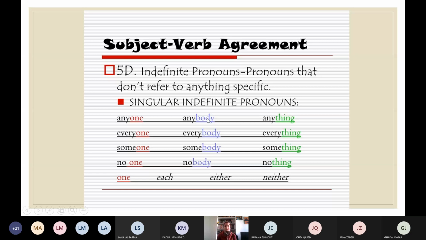Again, anyone, anybody, anything, everyone, everybody, everything, someone, somebody, something, no one, nobody, nothing, each, either, neither one. If you want to divide it, it is any plus one, body, or thing. These are always singular, always singular.